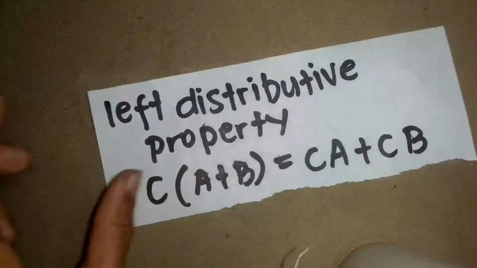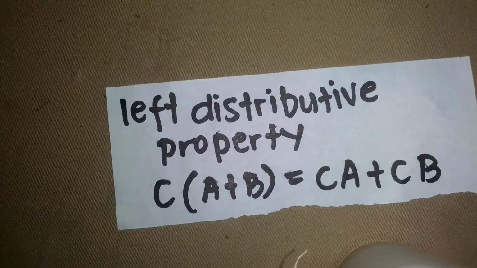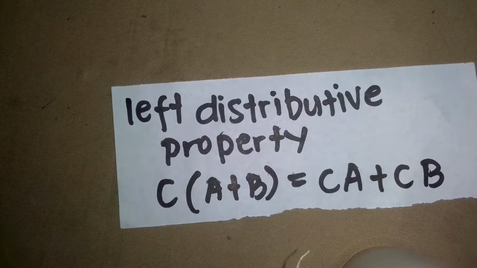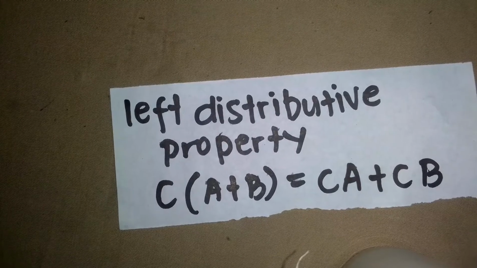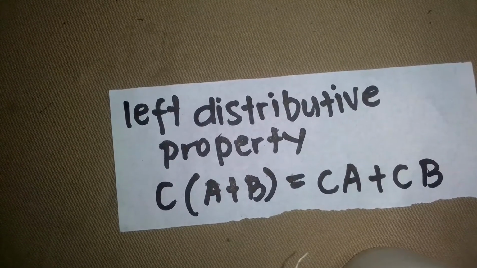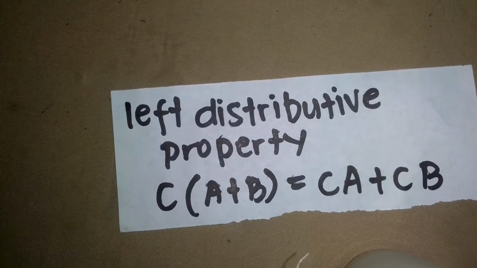Next is the left distributive property. Example is C multiplied by the quantity of A plus B is equal to C multiplied by A plus C multiplied by B.